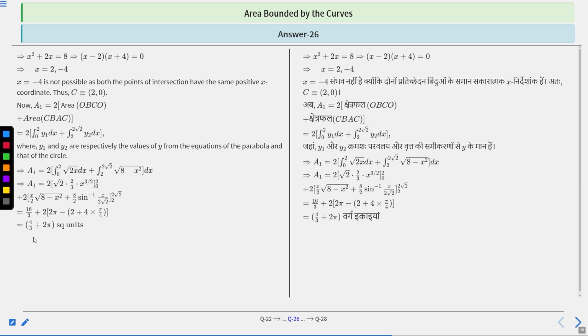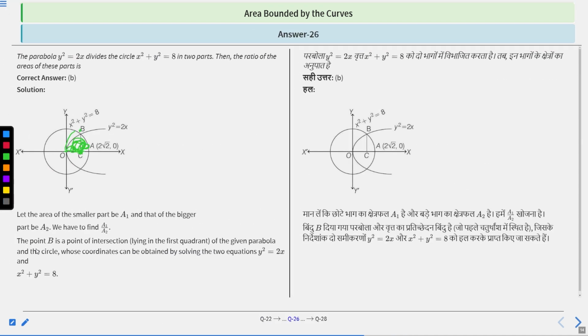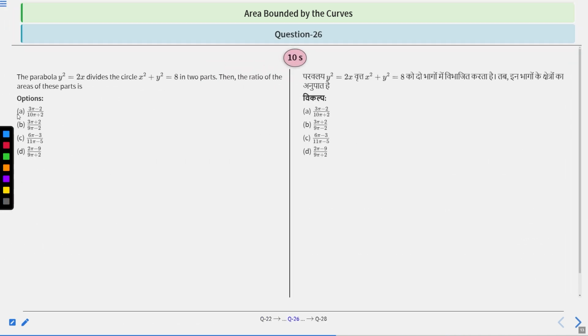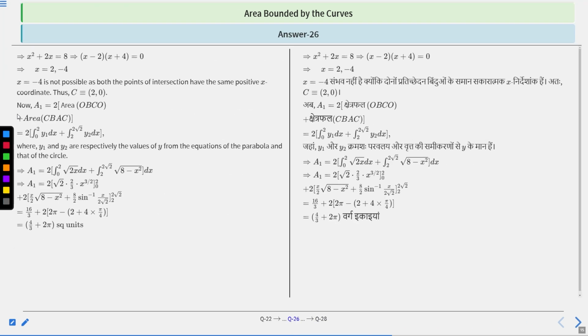After putting the limit, you will get 16 by 3 plus 2 times 2 pi minus 2 pi minus 2 plus 4 into pi by 4, and after solving you will get the answer as 4 by 3 plus 2 pi square units, right? Therefore, option B is the right choice.